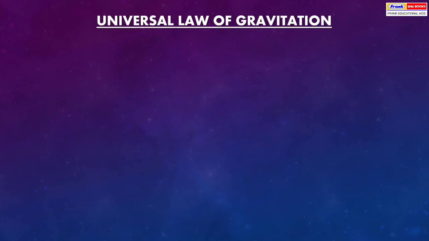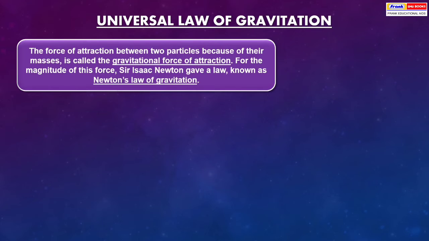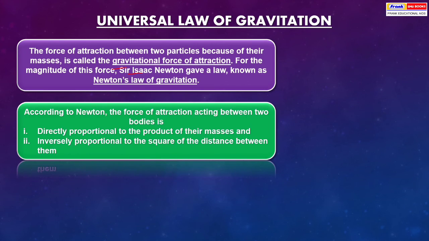Universal law of gravitation. This was also proposed by Sir Isaac Newton. The force of attraction between two particles because of their masses is called gravitational force of attraction. For the magnitude of this force, Sir Isaac Newton gave a law known as Newton's law of gravitation. According to Newton, the force of attraction acting between two bodies is directly proportional to the product of their masses and inversely proportional to the square of distance between them.